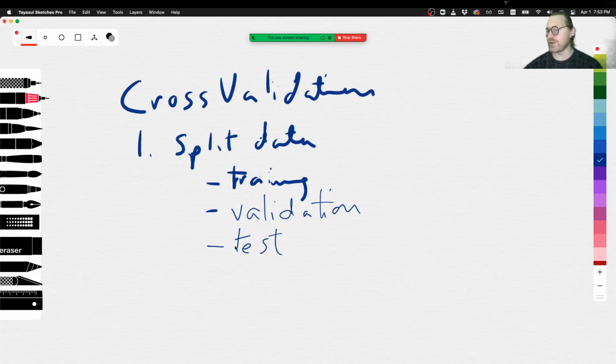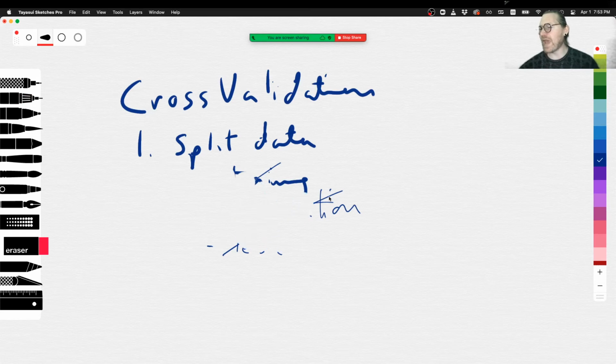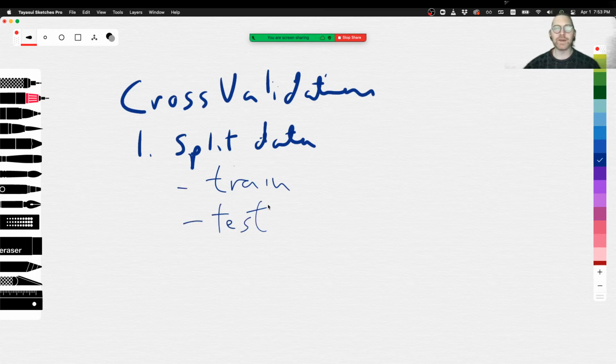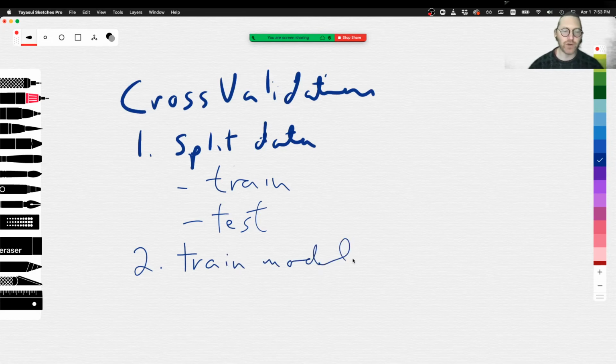Today, I'm actually just going to do training and test. That's sort of an old school approach, but because we have a lot more data these days, we'll usually do 3 sets. But just in the interest of keeping it simple, we'll make train and test. So you split the data, and then you train your model, whatever model that is. It could be a linear regression, right? You train your model on the training set.